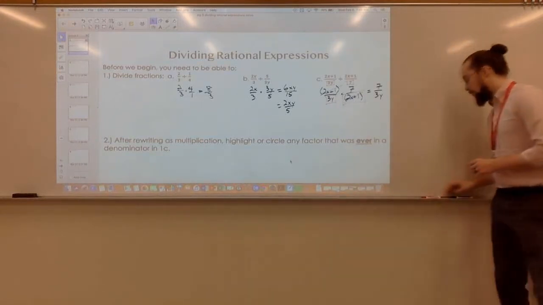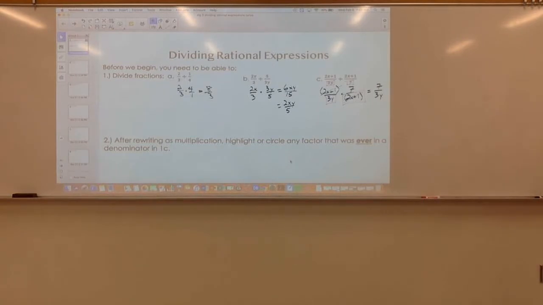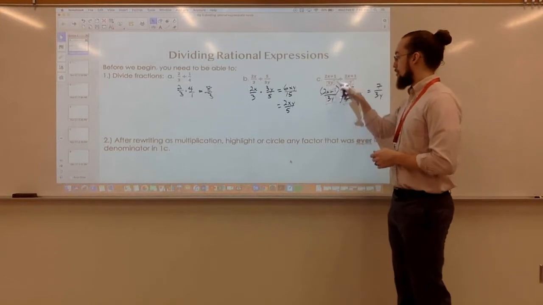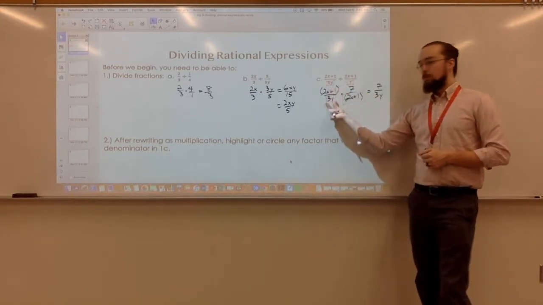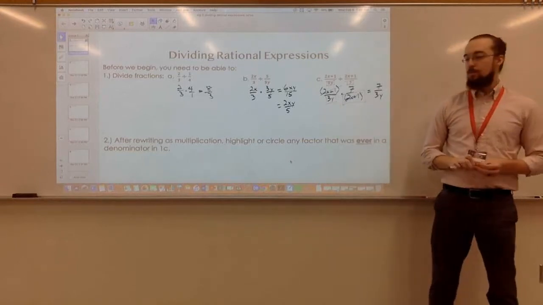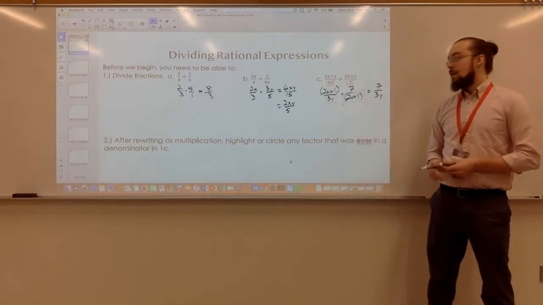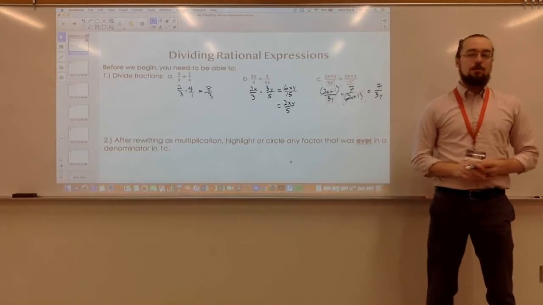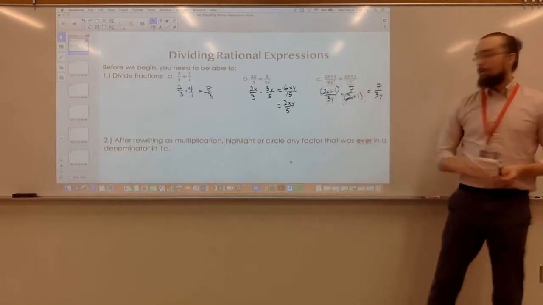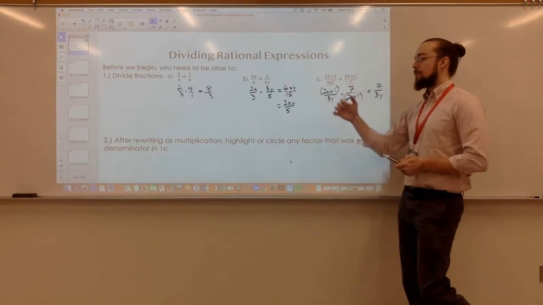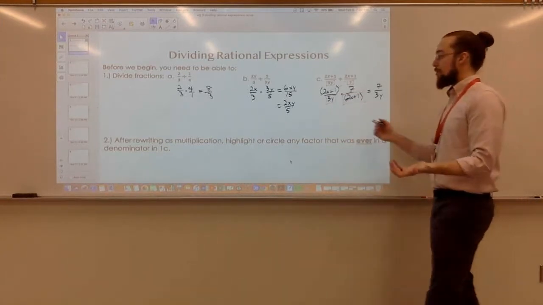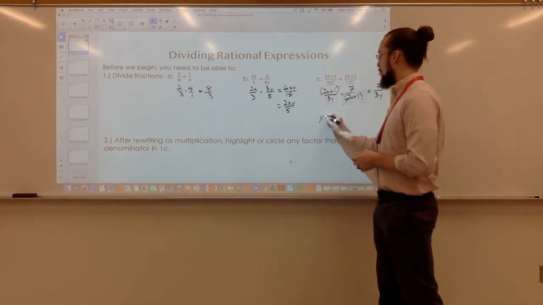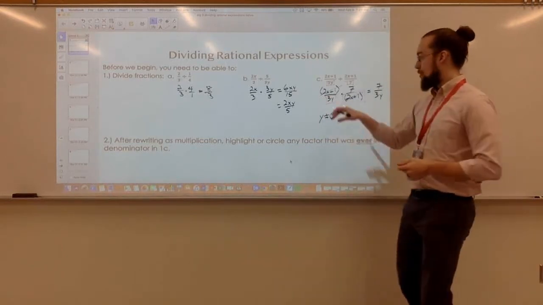Factors that were ever in the denominator. That's how I'm going to get my restrictions. So here, I'm thinking, what value of y would make this factor equal to 0? I've got 3 times y. What's that? Negative 3 times negative 3 is not 0. 0. Whenever we have a variable that's either by itself or just being multiplied by some number, 0 would be the excluded value. So here we say y cannot equal 0.